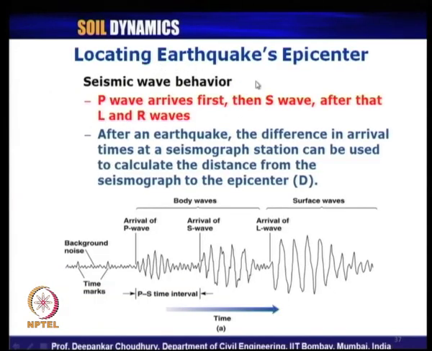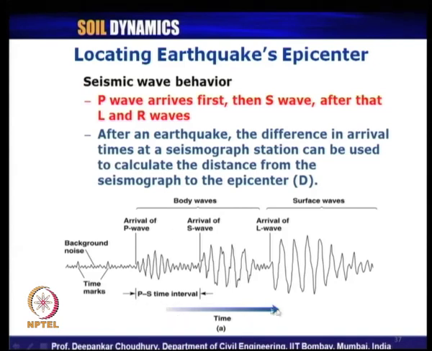Now, locating an earthquake's epicenter using the seismological recording stations data, that is our seismograph data. How to locate an earthquake's epicenter? Seismic wave behavior we have studied just now. P wave arrives first, next is S wave, next Love wave and Rayleigh wave. So, after an earthquake, the difference in arrival times at a seismograph station can be used to calculate the distance from the seismograph to the epicenter.